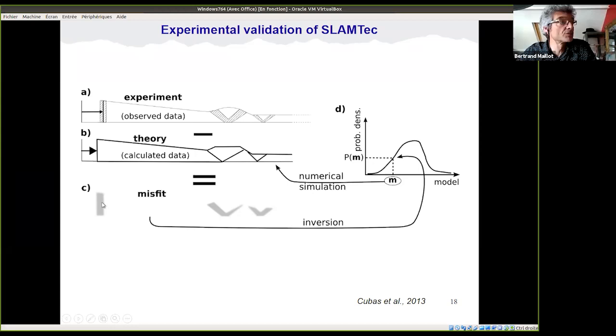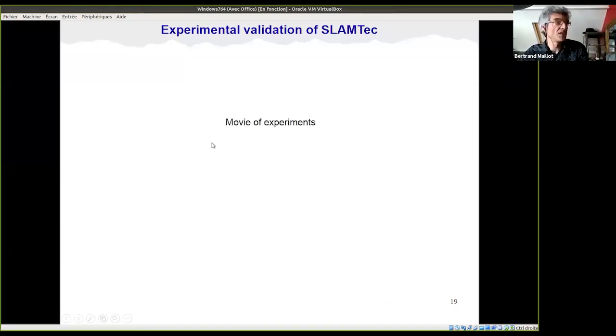This is an instrument of the misfit between the two, but in fact the misfit is a number. So there's a formula to calculate the number according to the discrepancy between the two. And from this misfit, we can attribute to this model a probability that this model is the right one. So this is really applying inverse problem theory to a tectonic problem. The experimental data now are here.